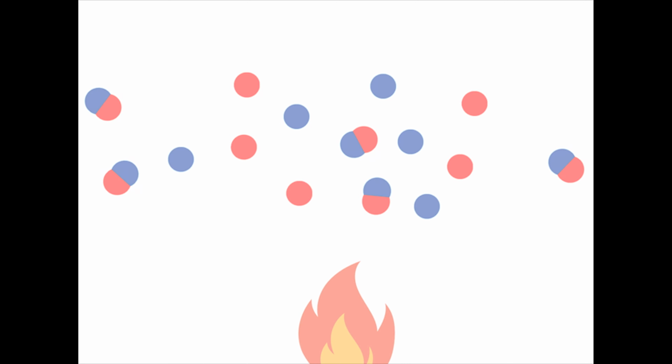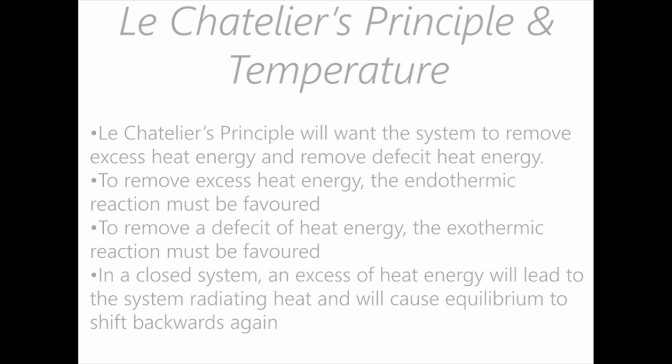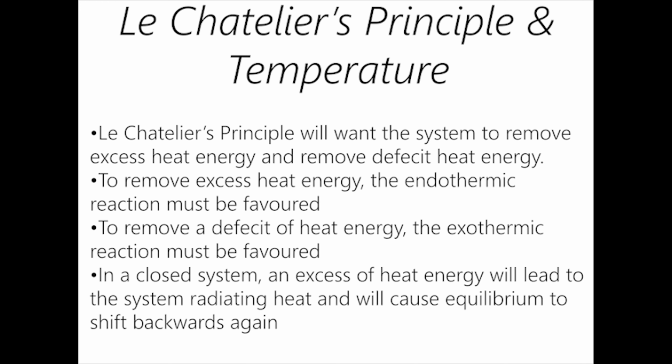When heat energy is added into a system at equilibrium, the molecules within that system will have a higher kinetic energy. According to Le Chatelier's principle, the system will want to minimize and counteract the disturbance. The best way to counteract heat is to remove it, and to do that the equilibrium reaction must run endothermic. Since an endothermic reaction absorbs heat, the reaction must run endothermic to absorb the excess heat energy.